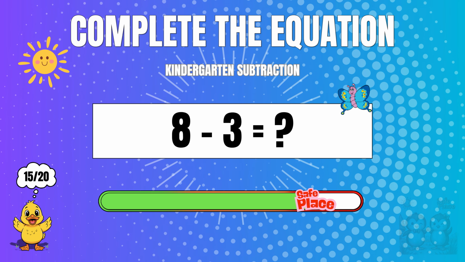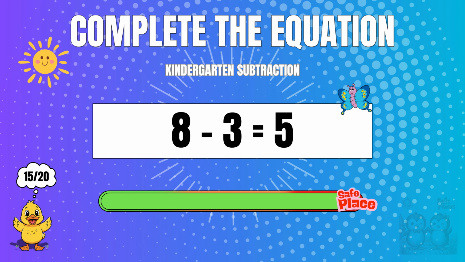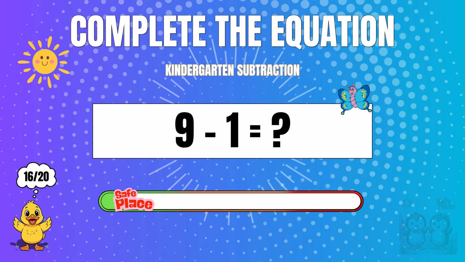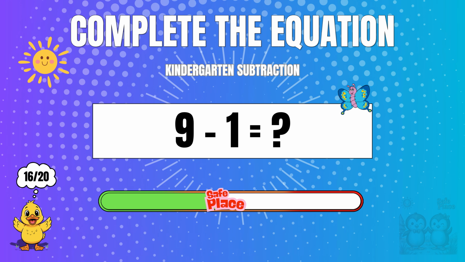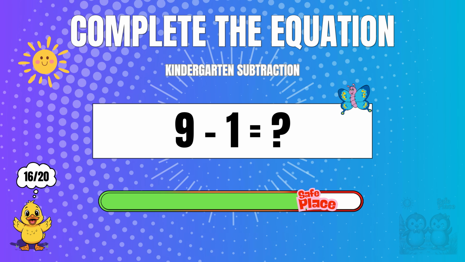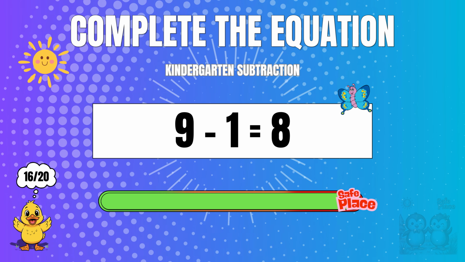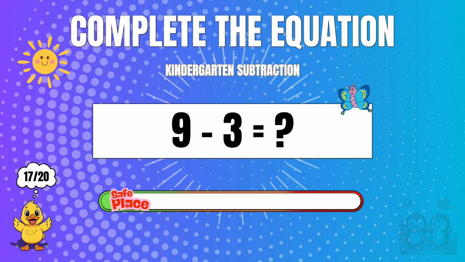Three, two, 1. Correct. The answer is 5. What is 9 minus 1? Three, two, 1. Well done. That's 8. Try this one. 9 minus 3.